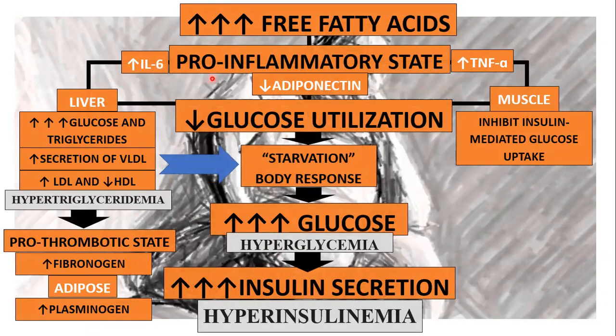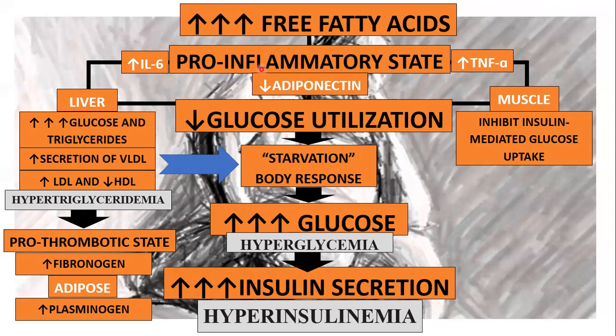The expanded adipose tissue would increase the circulating free fatty acids, and it would promote an inflammatory state, increasing the release of interleukin-6 and tumor necrosis factor alpha. And also, it would decrease an important substance, which is adiponectin. It would be decreased, and this is known for its anti-inflammatory and insulin sensitizing action. However, with the increase in free fatty acids, that would be decreased.